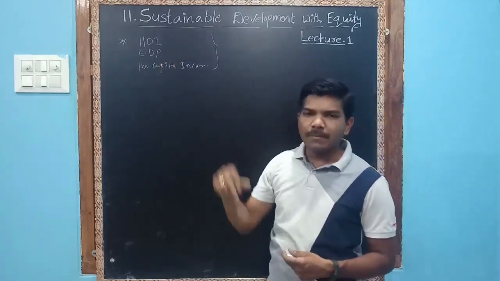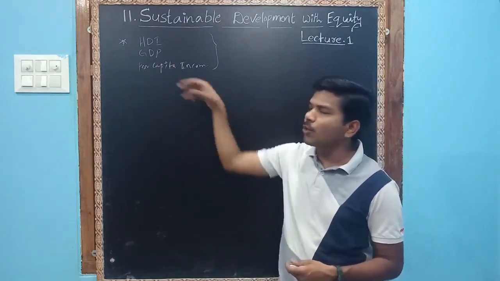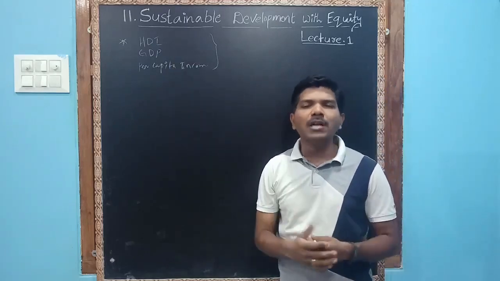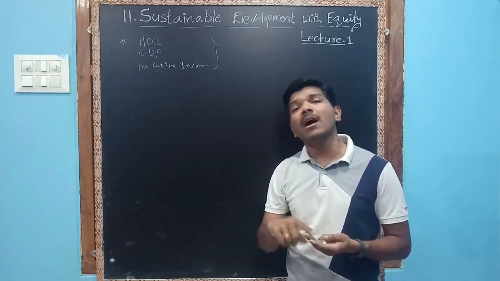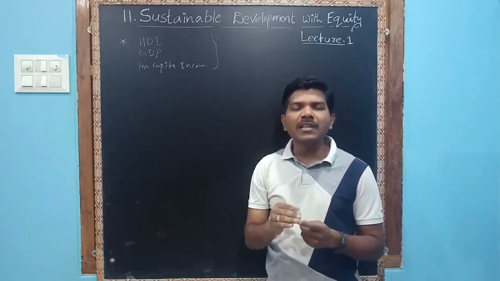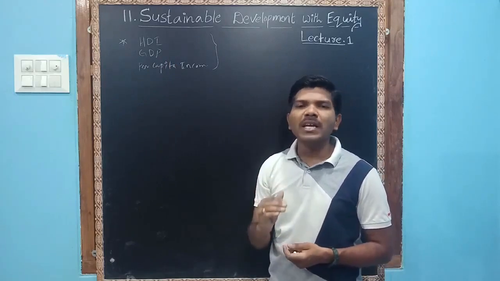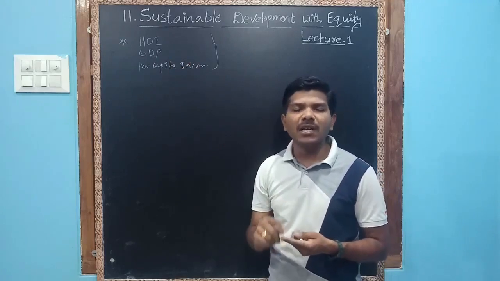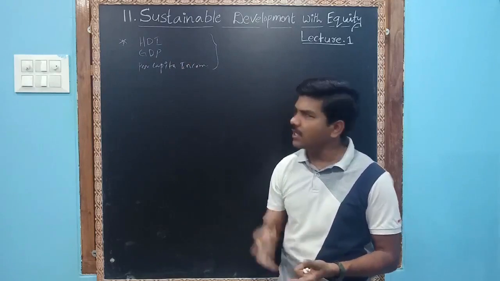Next, GDP, gross domestic product, the output of the country. Next, per capita income. These three are interlinked. HDI is an important aspect which can calculate education, health and other aspects also. GDP and per capita income do not calculate social indicators like education, health, birth rate, death rate, literacy rate, life expectancy, isn't it?